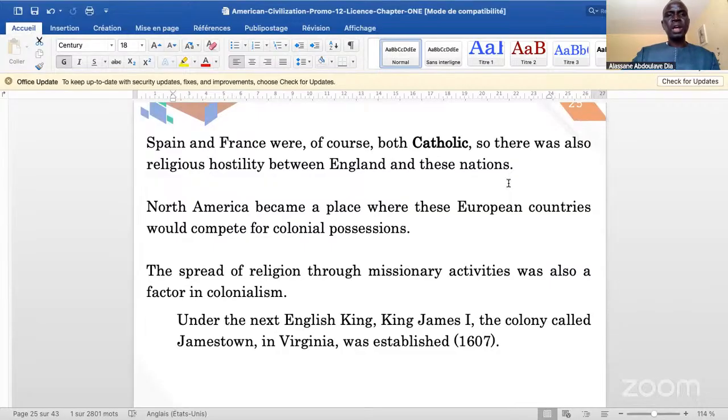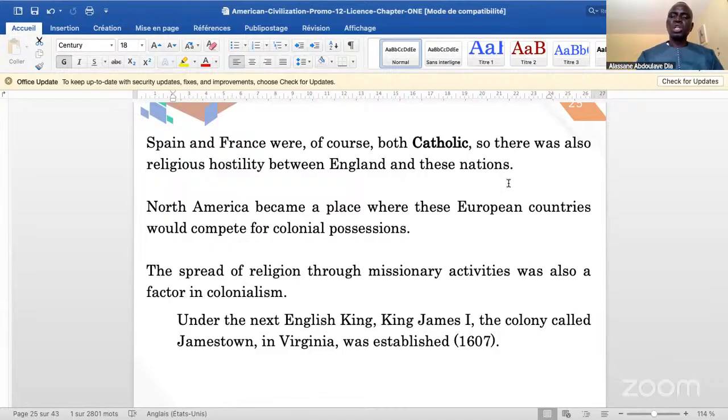So Spain and France were, of course, both Catholic. I repeat, they were kind of religious trend. Il y avait des tendances religieuses. So the Europeans were also competing in the domain of religion. France and Spain were Catholic. England was Protestant or Anglican. And so there was also religious hostility between England and these nations. They are all of the same religion, but Spain and France, as I told you, were Catholic.